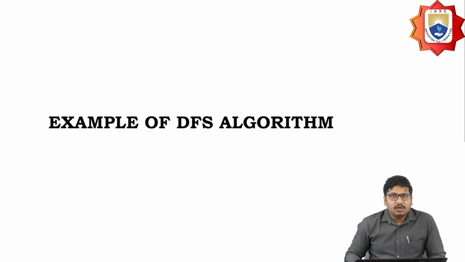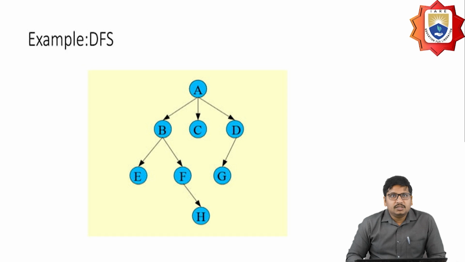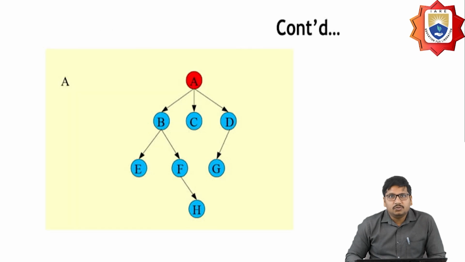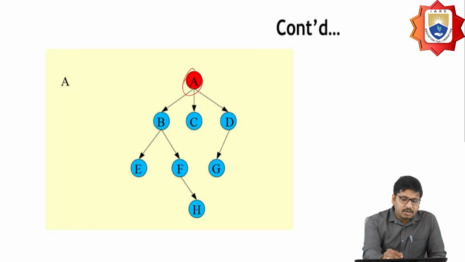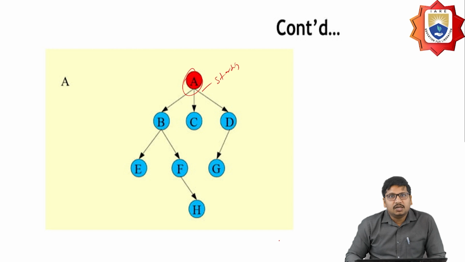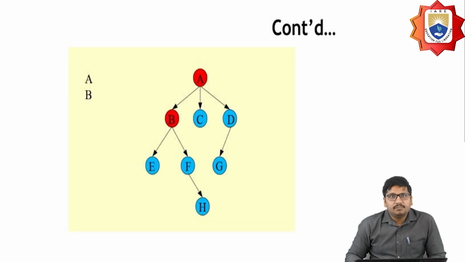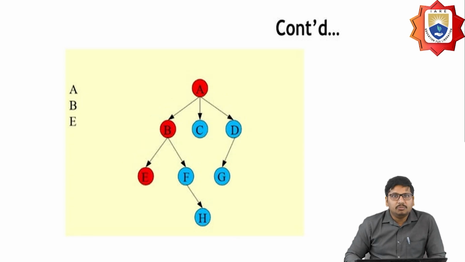So let's see an example. For this given graph, I have to find what should be the DFS order. So first I have to visit the root node. That should be the starting vertex. From this starting vertex, I have to next visit B. So B is the adjacent. For B, again I check what is adjacent to B. So E I am going to consider.